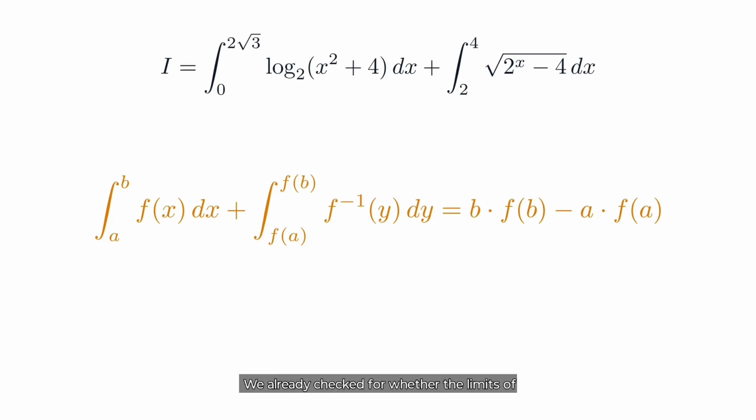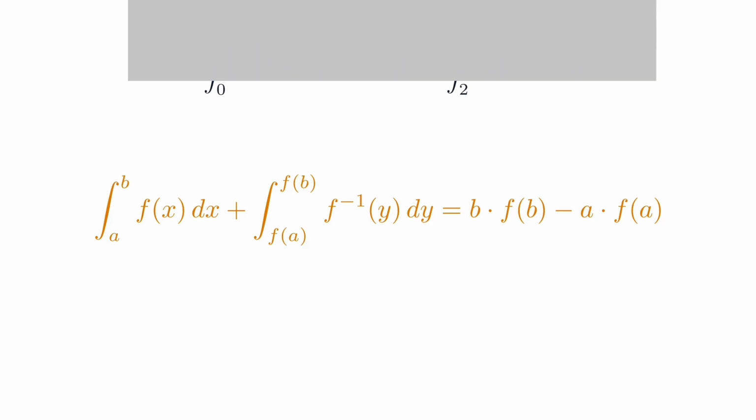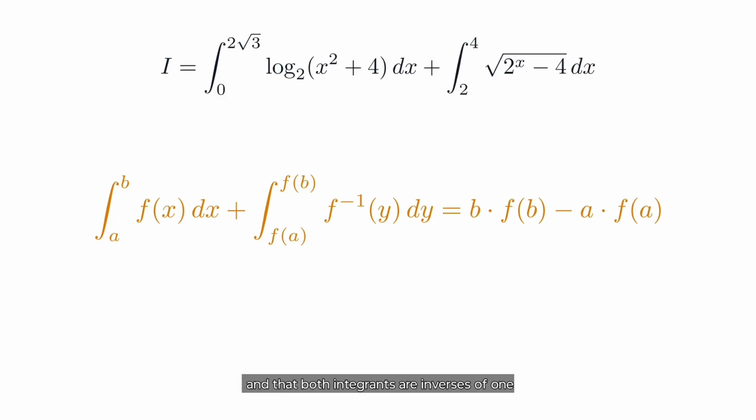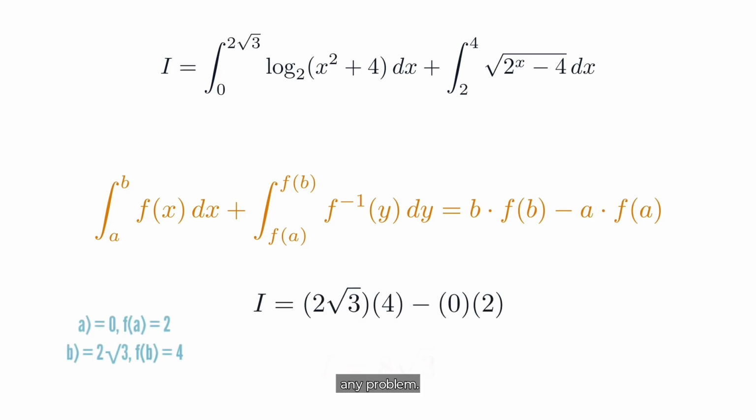We already checked that the limits of integration correspond to one another and that both integrands are inverses of one another. So we can perfectly use this without any problem in order to get 8 square root of 3.